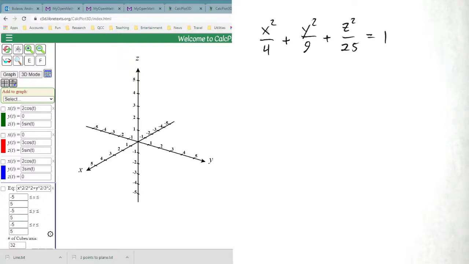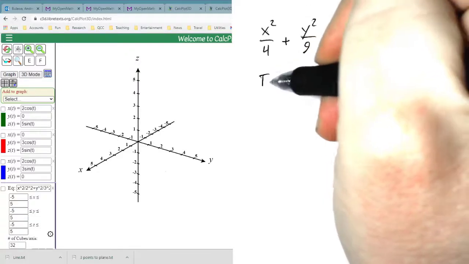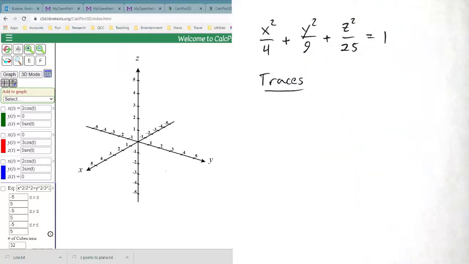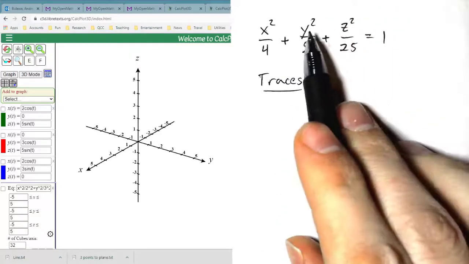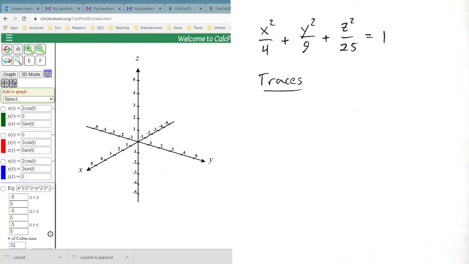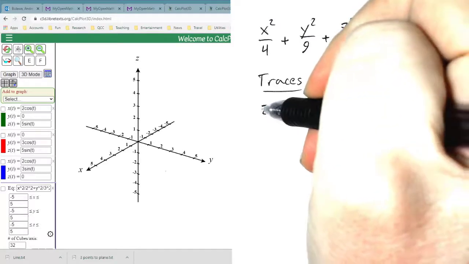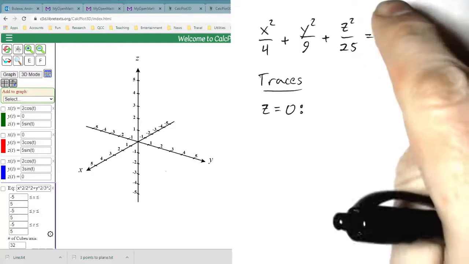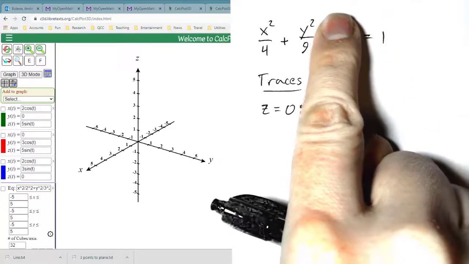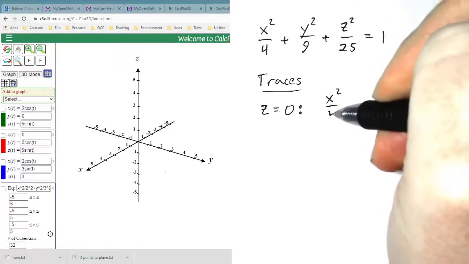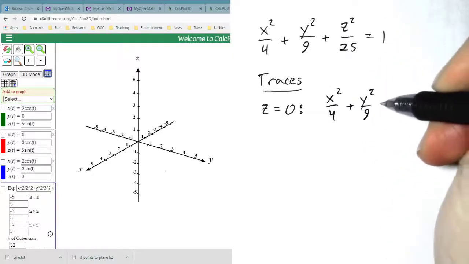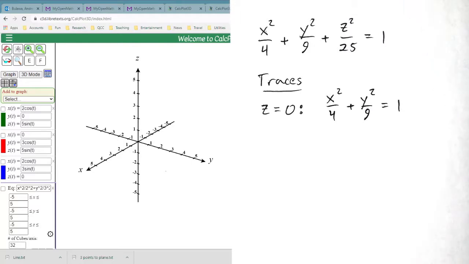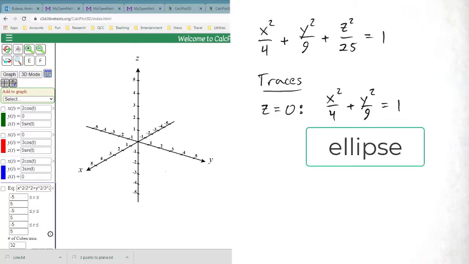Well, one way I would get at this is to look at what is called a trace. Traces are what you get when you set one of the variables equal to a constant. A useful trace to look at is when you set a variable equal to 0. So let's set z equal to 0 here. That makes the z term disappear, so we just have x squared over 4 plus y squared over 9 equals 1. You should recognize this as the equation of an ellipse.